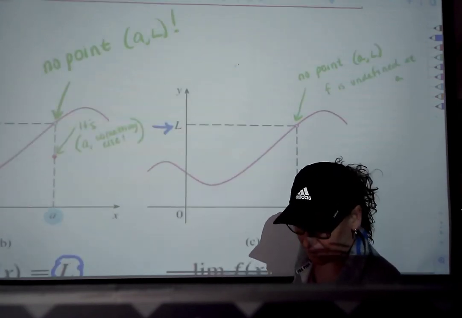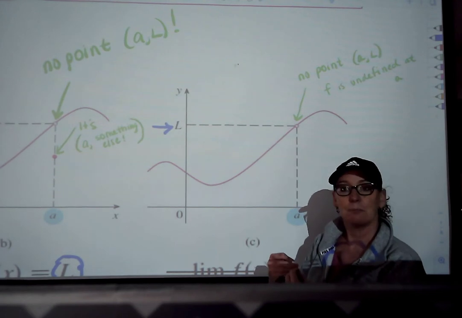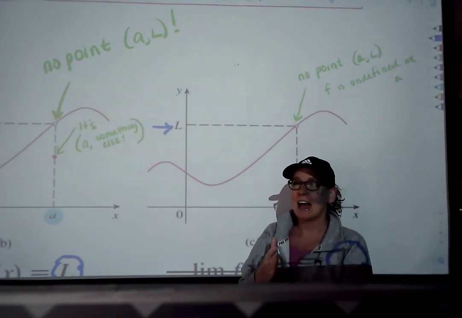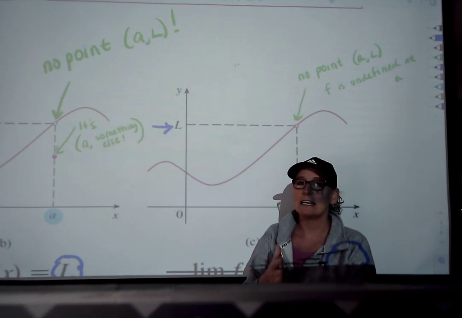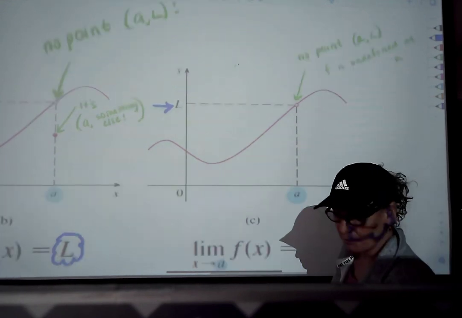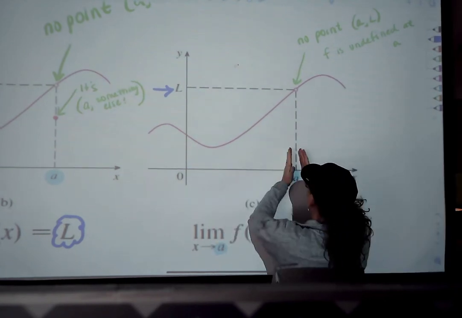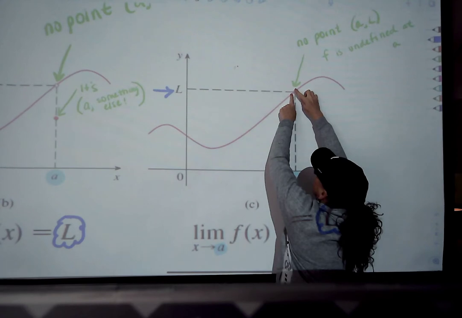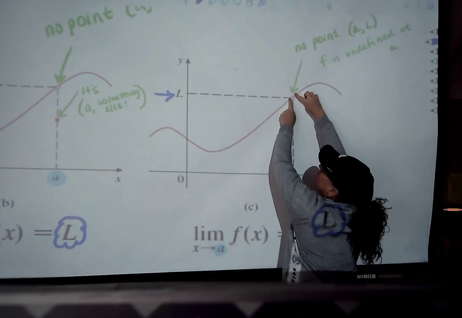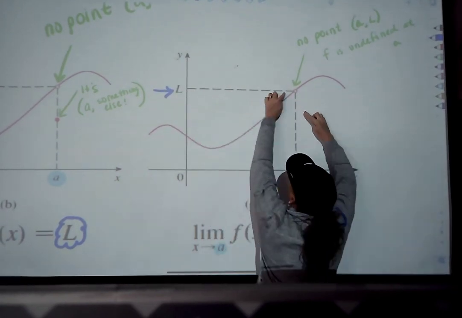And last one. Same picture, only there is no actual point at a. But you know what? I don't care. Because when I'm doing a limit, I don't care what happens at a. I want to know what happens near a. So it's the same problem. It's the same answer. As x gets close to a, go find your function. These y values and these y values are close to this y value.